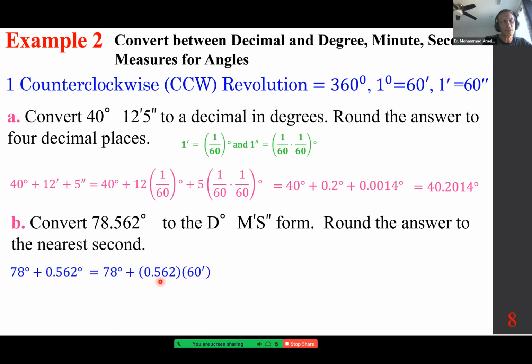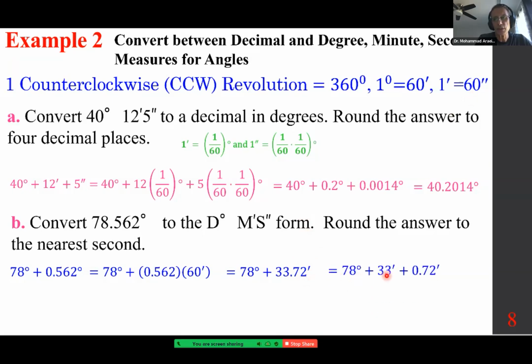This portion becomes minutes. So 78 degrees plus however many minutes here. We multiply by 60 minutes. Now this means 78 degrees, 33.72 minutes. We don't like the 0.72, so we know 1 minute is 60 seconds. So we're going to multiply this portion by 60 and change it to seconds. So 78 plus 33 plus 0.72. This 0.72, which is in minutes, we're going to multiply by 60 to make it into seconds.